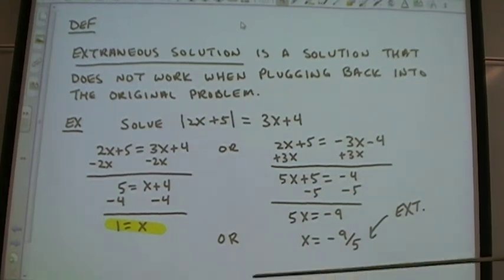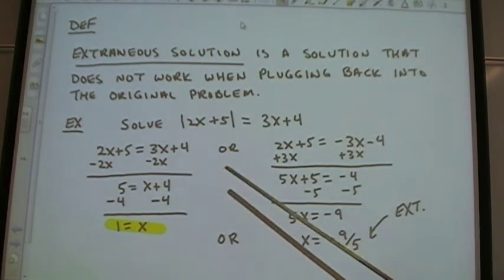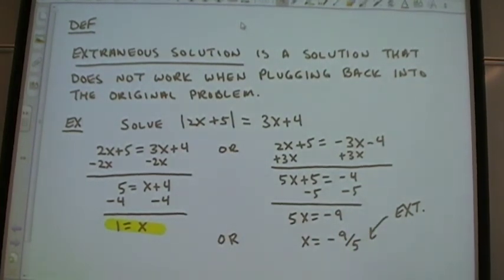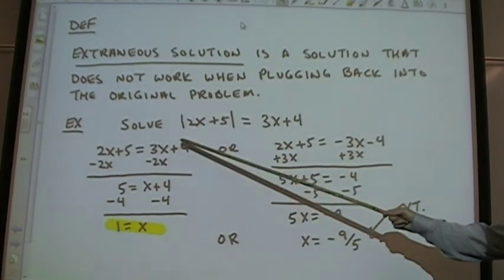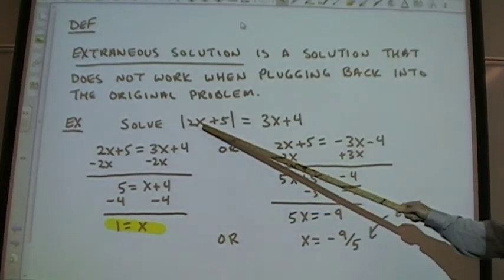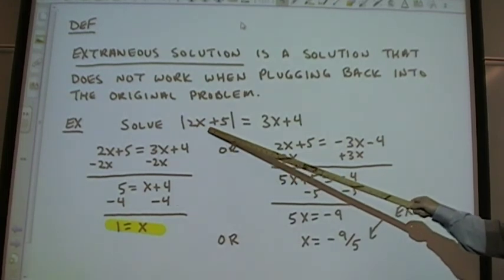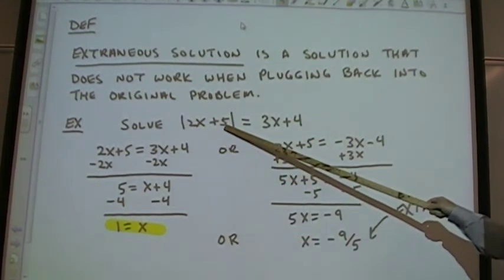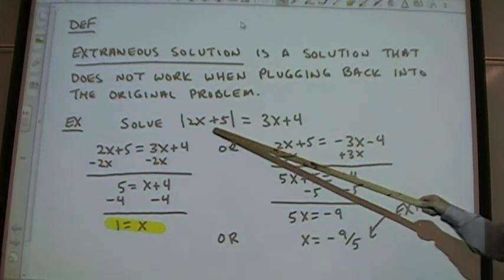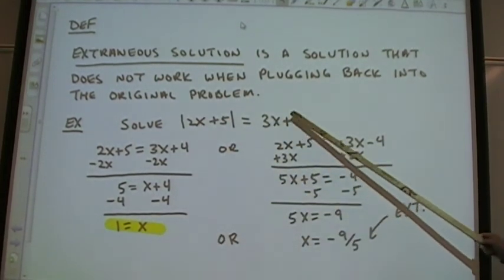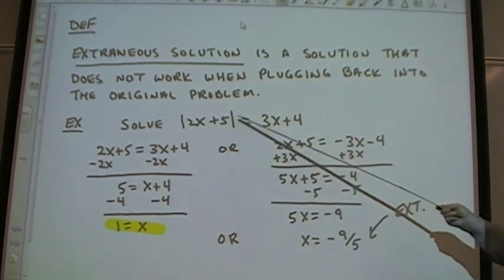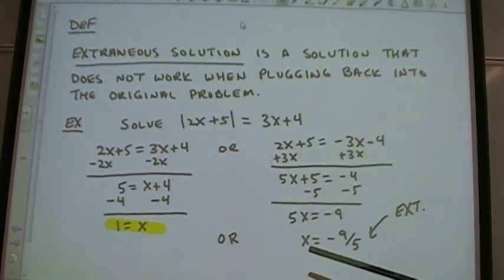All right, this one's easy to check, but the other is a fraction, so it might be a little more challenging. If you plug 1 in here, you end up with what? What's 2 times 1? 2 plus 5? 7. What's the absolute value of 7? 7. What's 1 times 3? 3 plus 4? 7. 7 does equal 7. And this one doesn't work, and I'll show you why.